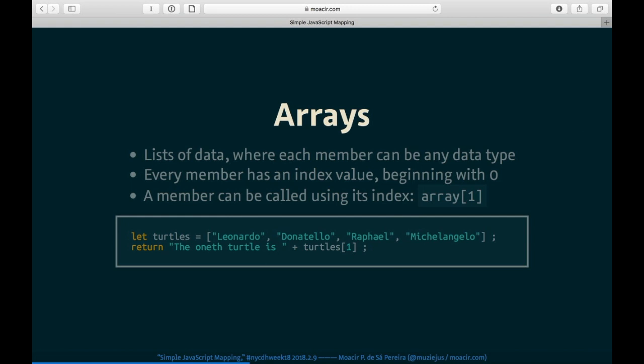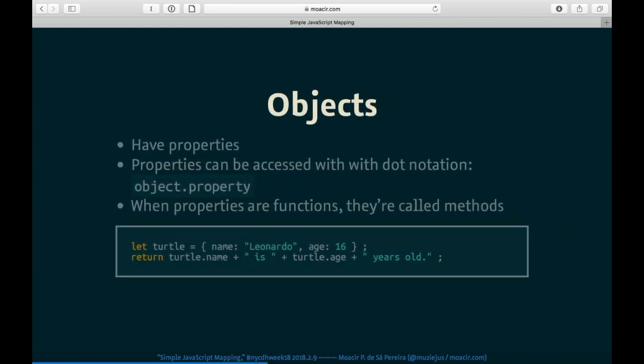Next, objects have properties. That's about all there is to them. You access the properties using dot notation as noted here. Properties can be any data type. They can be strings, numbers, arrays, other objects. But when a property is a function, it's usually called a method.